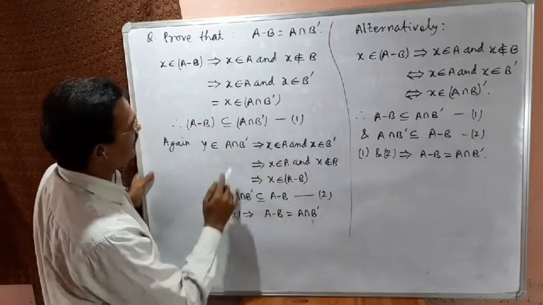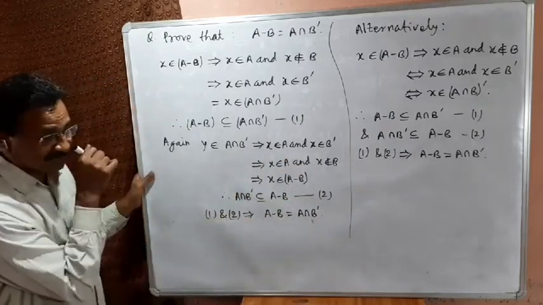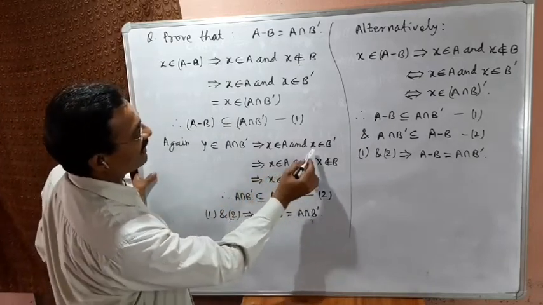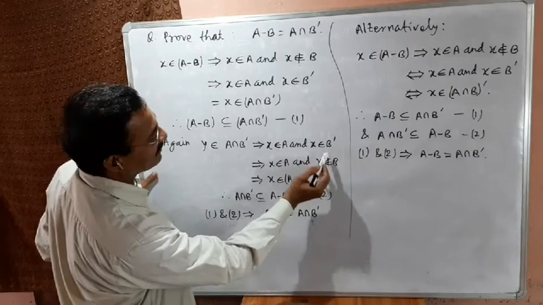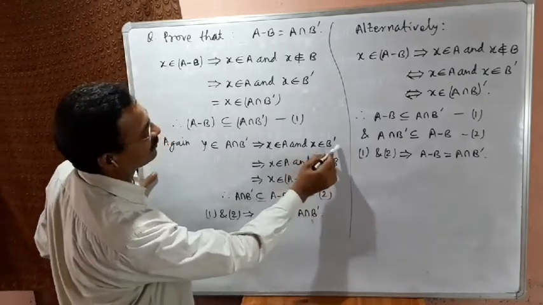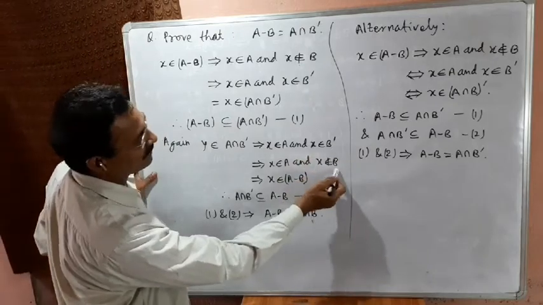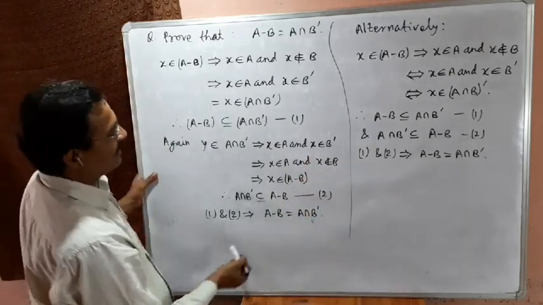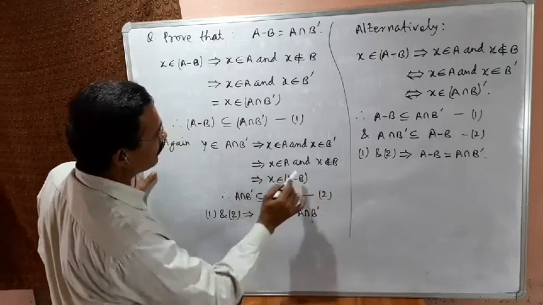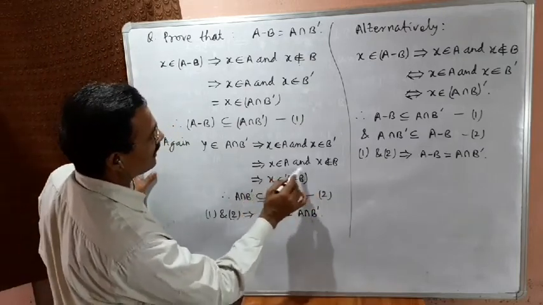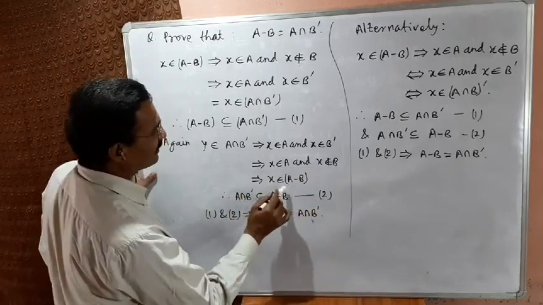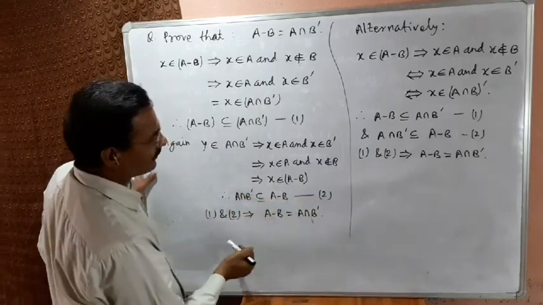Just we break the form of intersection. This implies x belongs to A and x belongs to B complement can be replaced by x does not belong to B. Obviously, if x belongs to B complement, then x does not belong to B. Both are same. Now, x belongs to A and x does not belong to B. We can conclude this implies x belongs to A minus B. Actually, this is the definition of A minus B.